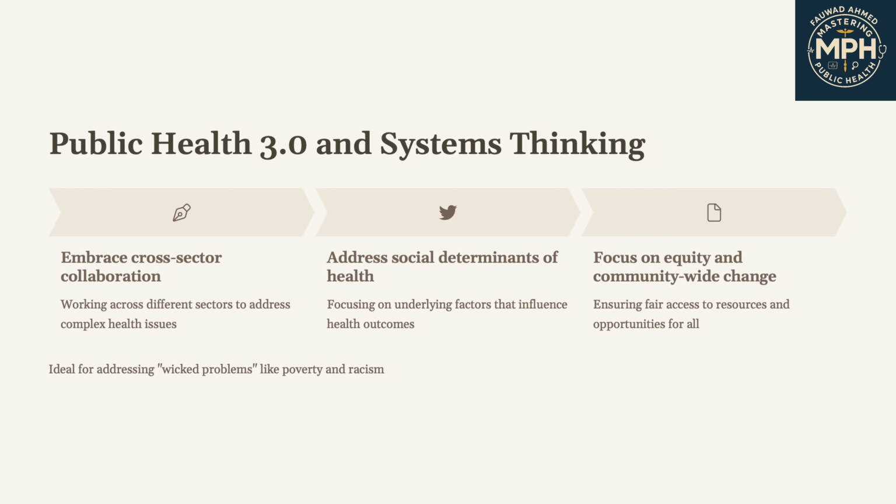First is Public Health 3.0 calls for cross-sector collaboration. Second is it focuses on addressing upstream social determinants of health. Third is it emphasizes health equity, multi-sectoral leadership, and innovation. This means we must design interventions that address wicked problems like poverty, racism, and food insecurity, which cannot be solved by health educators alone.